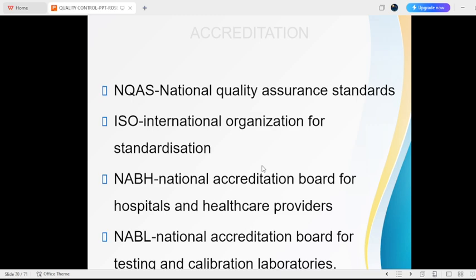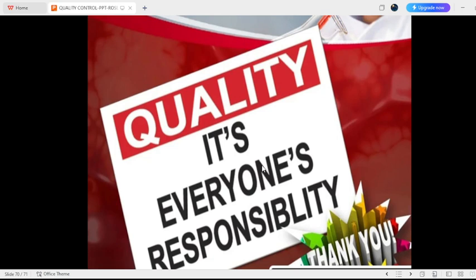Next is a little bit about the accreditation agencies. First one is NQAS, National Quality Assurance Standards, and ISO, International Organization for Standardization, NABH, National Accreditation Board for Hospitals and Healthcare Providers, NABL, National Accreditation Board for Testing and Calibrating Laboratories. So these are the external accreditation programs.